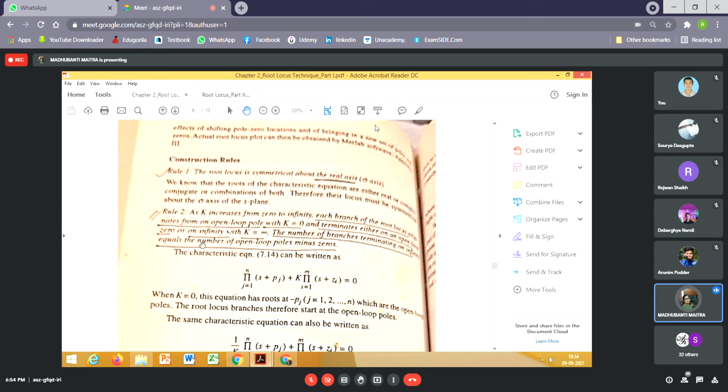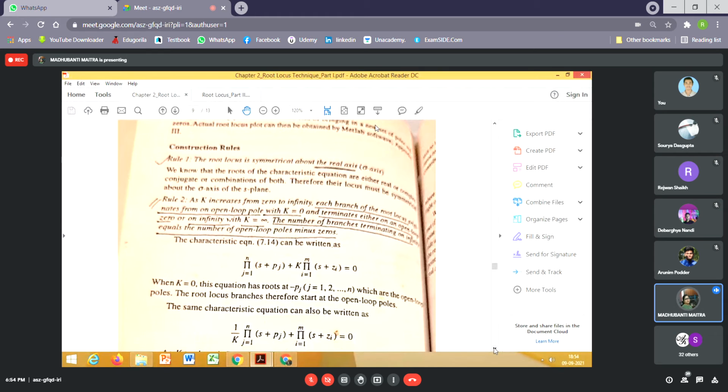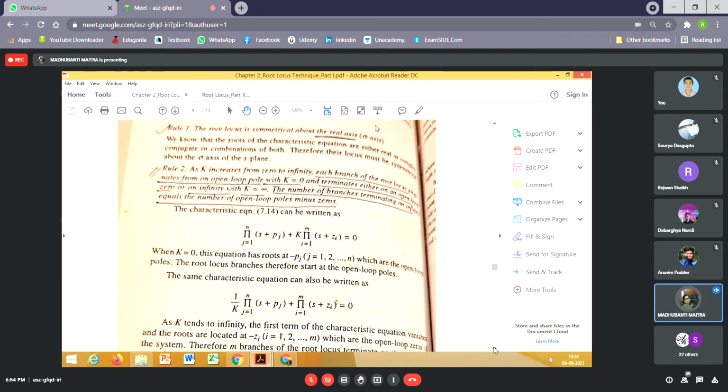So the rule states that as k increases from 0 to infinity, each branch of the root locus originates from an open loop pole with k equal to 0 and terminates either on an open loop zero or on infinity as k tends to infinity. So the number of branches terminating on infinity equals the number of open loop poles minus the number of open loop zeros. Now what is the basis of this particular rule? It's a simple rule. We can very easily derive it.